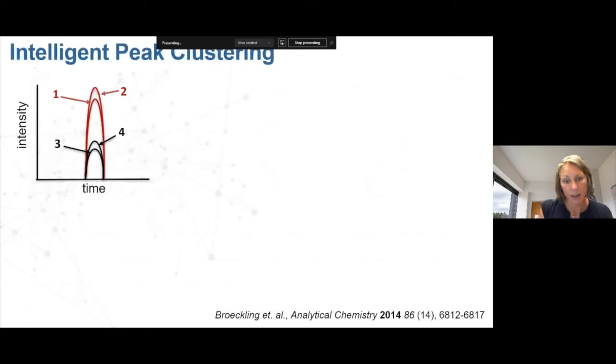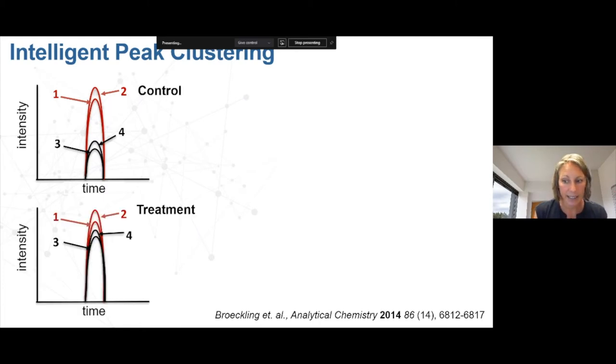So one way that we can address this challenge is to use a data-driven peak clustering approach. Again, there are multiple tools for doing this. What I'm illustrating here is an approach that uses both retention time and covariation across the data set. In this simple cartoon, we've got four different peaks that are perfectly co-eluting. Thus, if we were only using retention time to group these peaks together, we might expect that all these peaks originated from the same molecule.